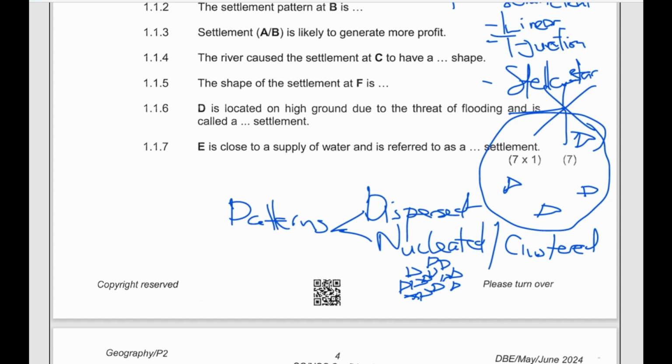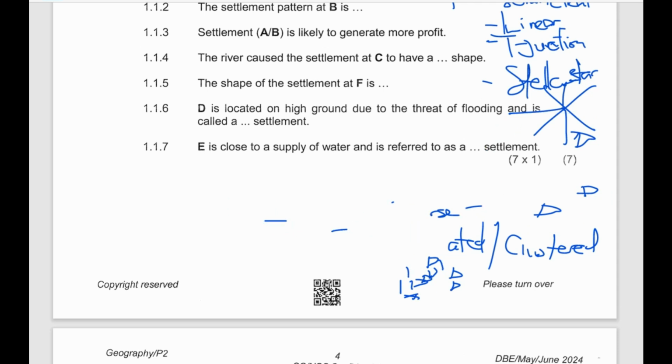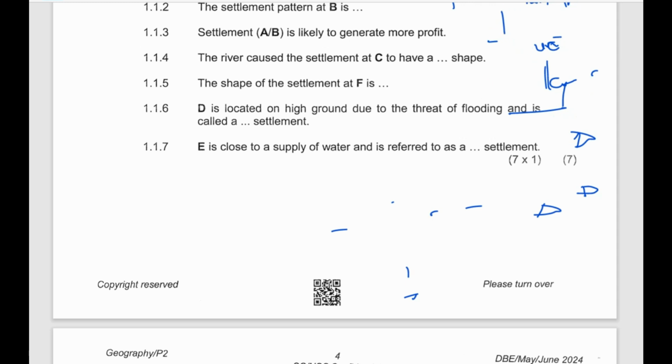Whenever you're talking of a shape of a settlement, we are referring to those different shapes. And when you're talking of a pattern of a settlement, it's either a settlement comes in the form of a dispersed, or it comes in the form of a cluster or a nucleated settlement. Right, that was just for the sake of clarification of some aspects that are usually misinterpreted by learners in the examinations.